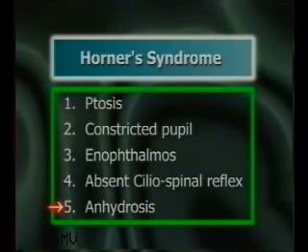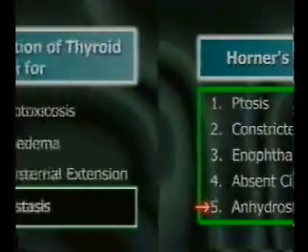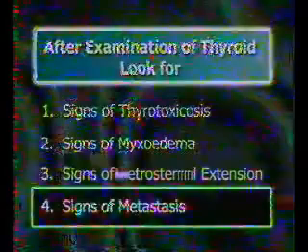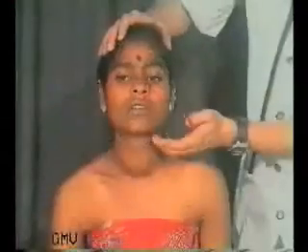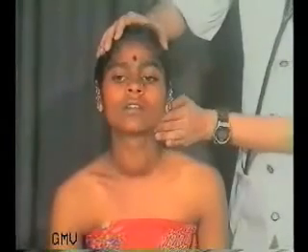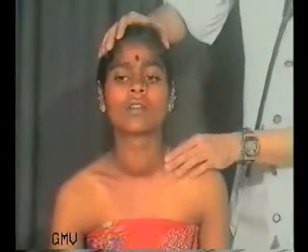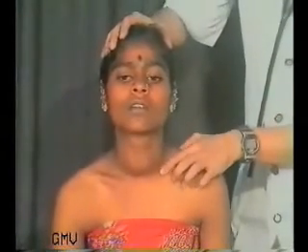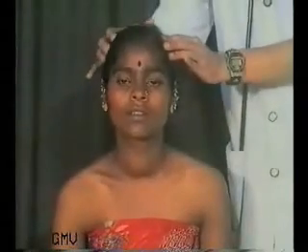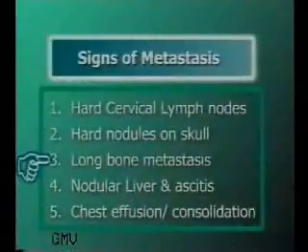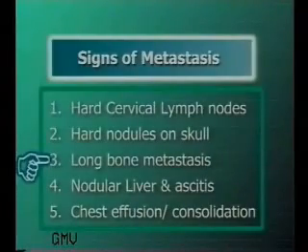Lastly, look for Horner's syndrome, which can occur in a retrosternal goiter or in a malignant goiter affecting the cervical sympathetic nerve. The features of Horner's syndrome are ptosis with constricted pupil and enophthalmos in the eye of the affected side. The ciliospinal reflex is lost and there is anhidrosis, or loss of sweating, on the affected side of the face.